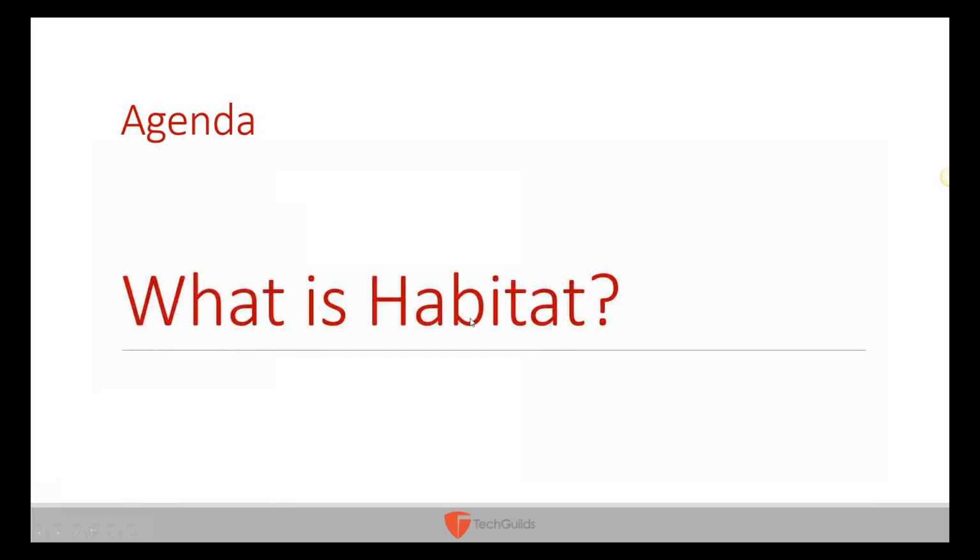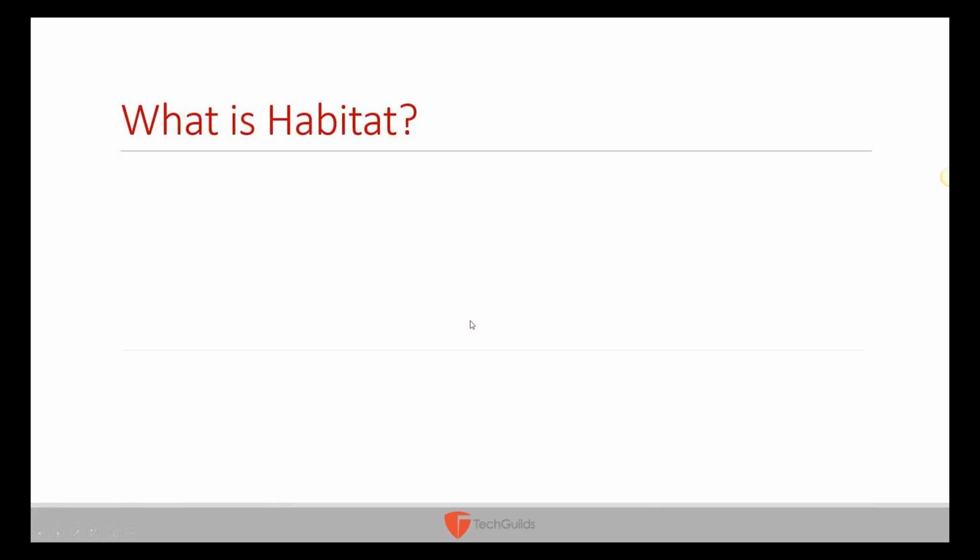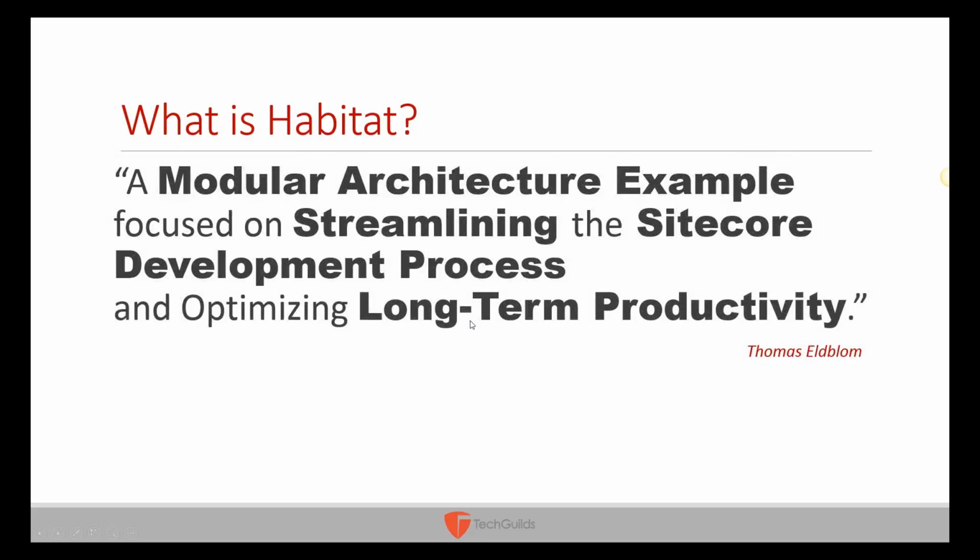Now, what is Sitecore Habitat? Well, Sitecore Habitat is, as Thomas has put it, a modular architecture example focused on streamlining the Sitecore development process and optimizing long-term projects. And that's actually a really important word for me not to miss: example. It's a framework, and it's an architectural example in the sense that it's an implementation example. That's why they've given an example of implementation. But it's also the architectural framework, as well as process. I think all of those highlighted words are pretty important in this context.